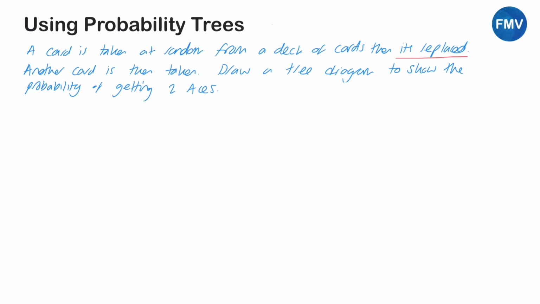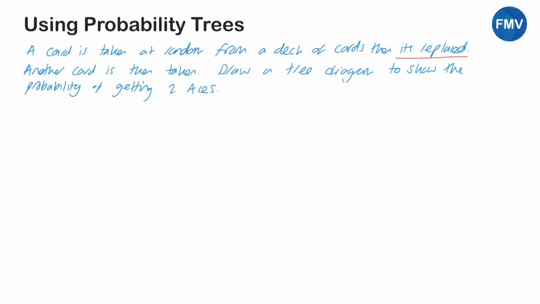Hello again. In this video, we're going to look at using probability trees. So in this question, a card is taken at random from a deck of cards. It's then replaced. Another card is then taken. We're asked to draw a tree diagram to show the probability of getting two aces. So we have two cards being drawn after the first one's replaced.